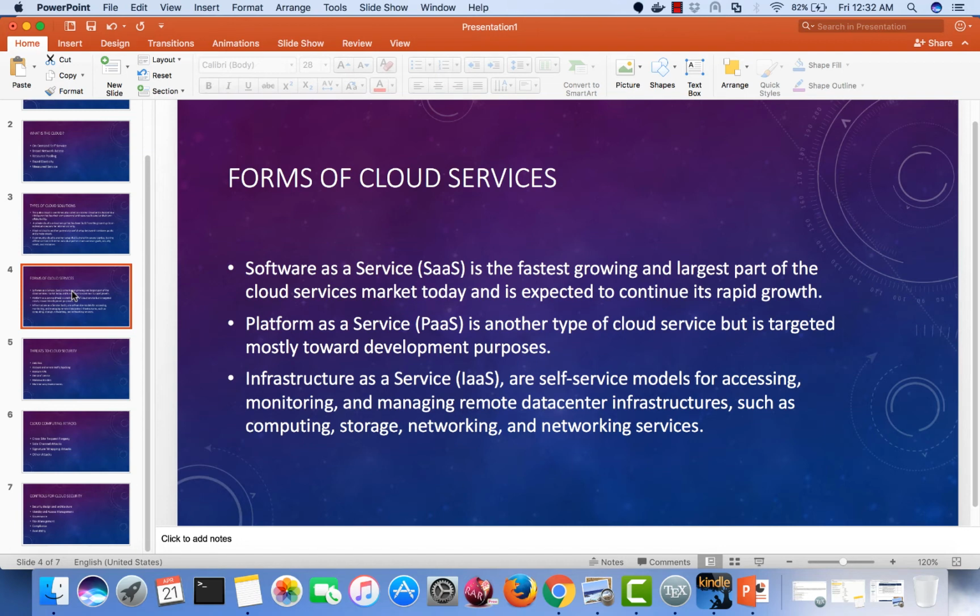Then you have what's called platform as a service. This is another type of service, and as you can see there, it's targeted mostly towards the development process. Software developers can use platform as a service as a framework where they can develop applications. So platform as a service really makes the development, testing, and deployment of applications easier.